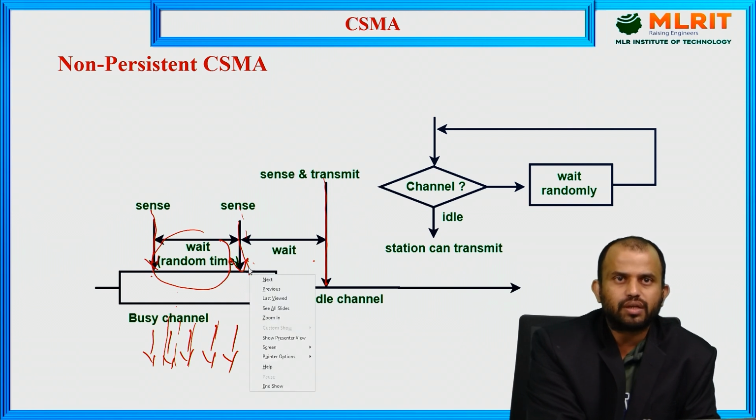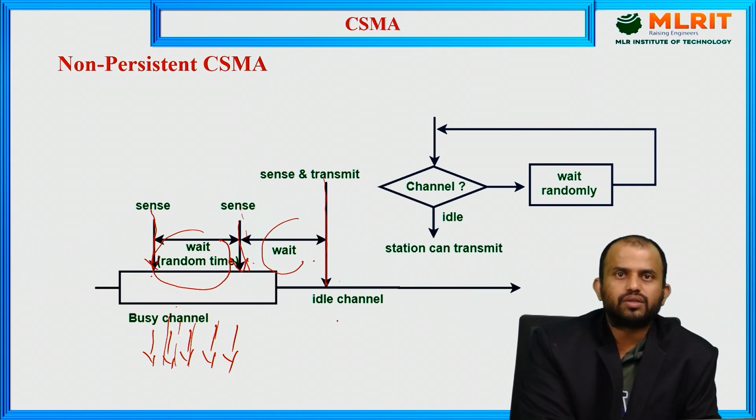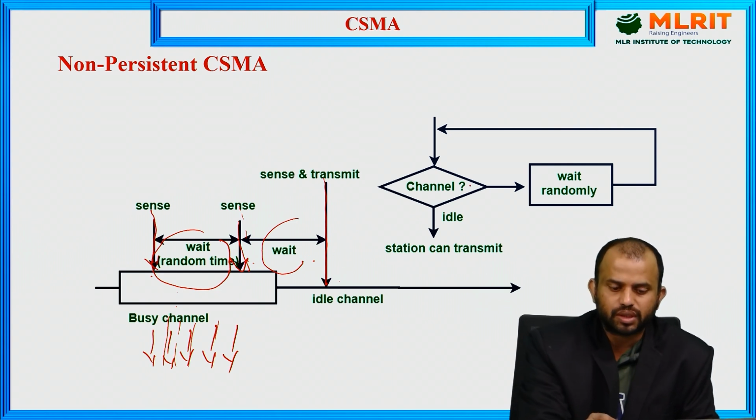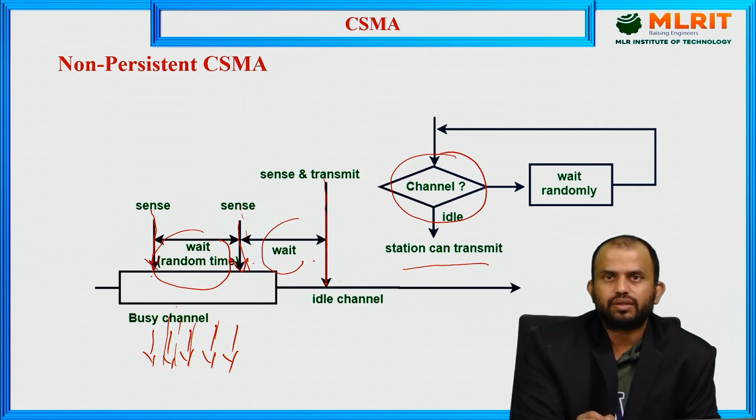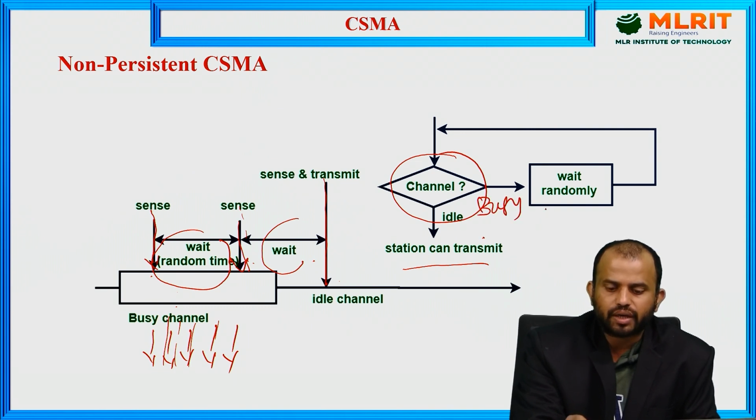We have to sense the channel position. If the channel is still busy, we have to wait some amount of time until the channel is idle, then we can initiate the signal transmission process. When you see the channel state value, if the channel is in idle mode, then we can start the transmission. If it is in busy mode, we have to wait a random amount of time.